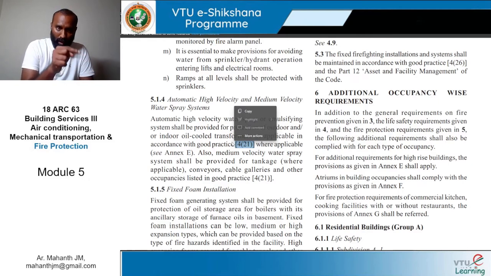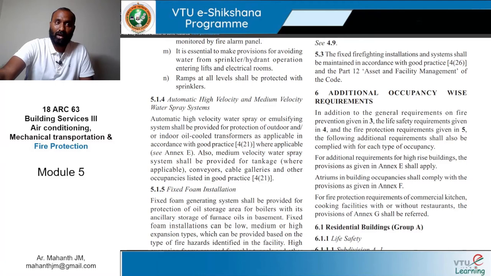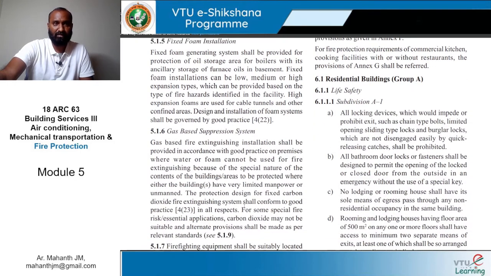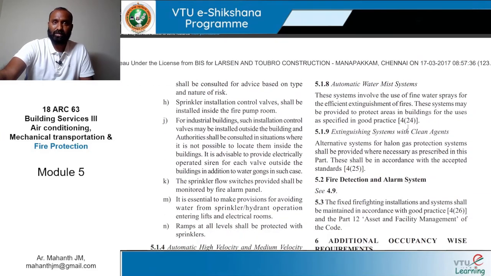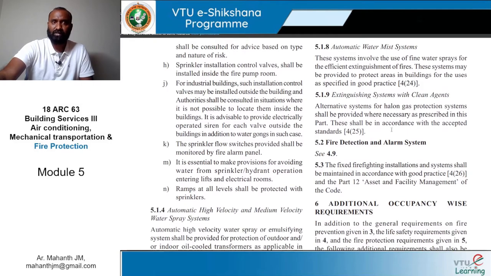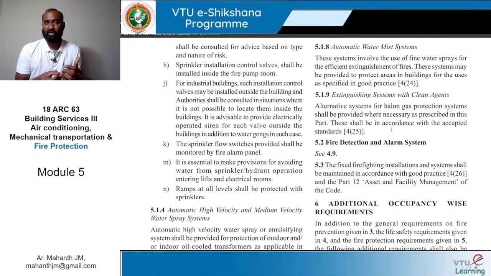And look at 21. 21 will probably have one or a couple more standards which we have to look at. They also say annexures, see Annex E. What is Annex E? We will look at it. I will tell you about the annex in the next part of the lecture. Right, so next is fixed foam, gas-based suppression system, and automatic water mist systems, along with this, okay. Of course, the complication here is that the rules for fire protection systems are scattered across the code, Part 4 especially. When you again go back to your AC and mechanical transportation systems, you will again find so many references to many of the fire protection standards.